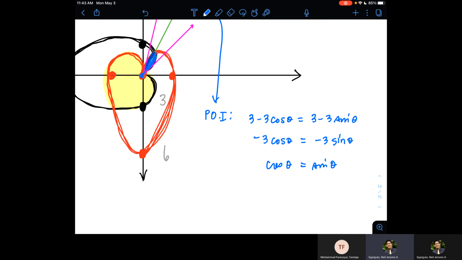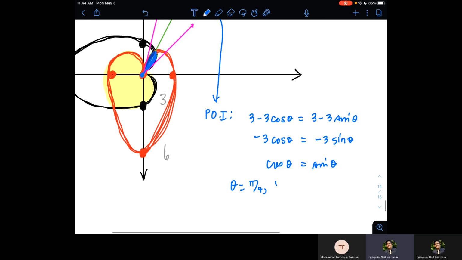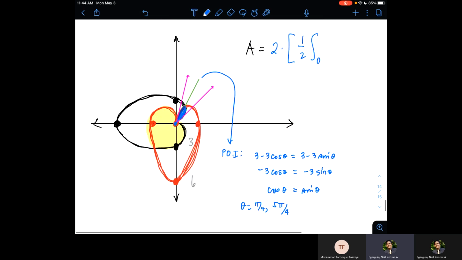And what are the angles when sine theta equals cosine theta? That would be theta equals pi over 4 in the first quadrant. And the other one is in the third quadrant, which is 5 pi over 4, right? When they are both negative. And true enough, so here we found out that this is theta equals pi over 4, and this one is theta equals 5 pi over 4. Okay?